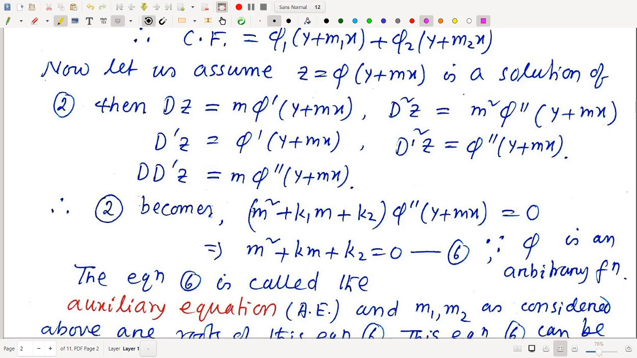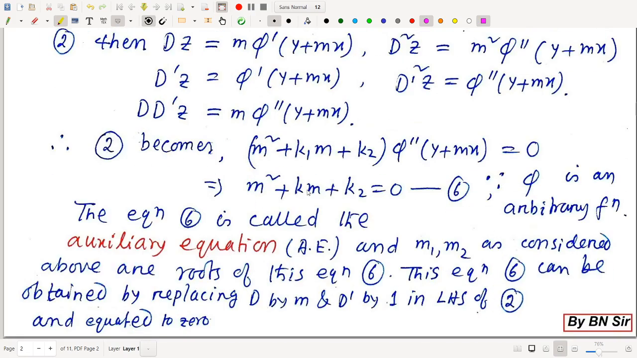In number 2 we get (m² + k1 m + k2) φ''(y + mx). Every term contains φ''(y + mx) = 0, which implies m² + k1 m + k2 = 0. Since φ is an arbitrary function, φ'' is arbitrary, so this part must be 0. This equation number 6 is called the auxiliary equation, and m1 and m2, as already considered above, are roots of this equation number 6.